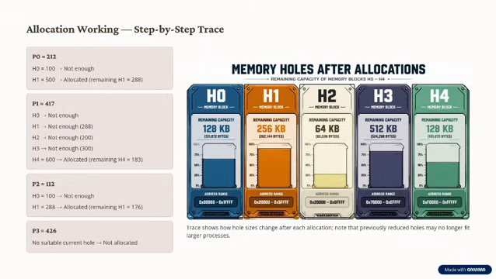Next, P2 has a size of 112. H0 has 100, which is not enough. The current value of H1 is 288, so P2 can be allocated to H1. Finally, P3 has a size of 426. There is no current hole that is large enough for P3, so P3 is not allocated.